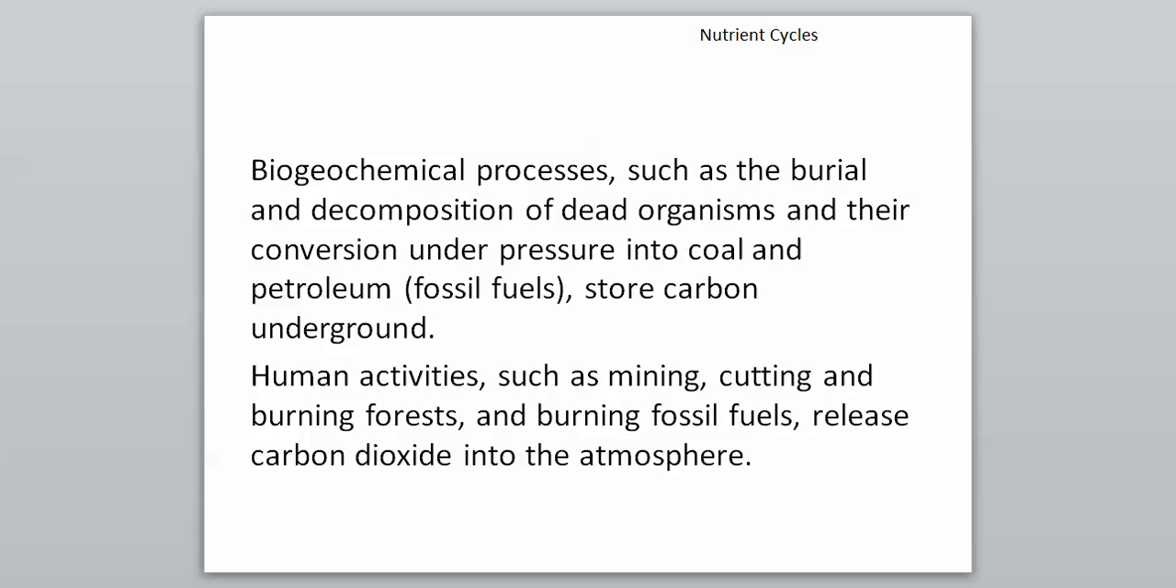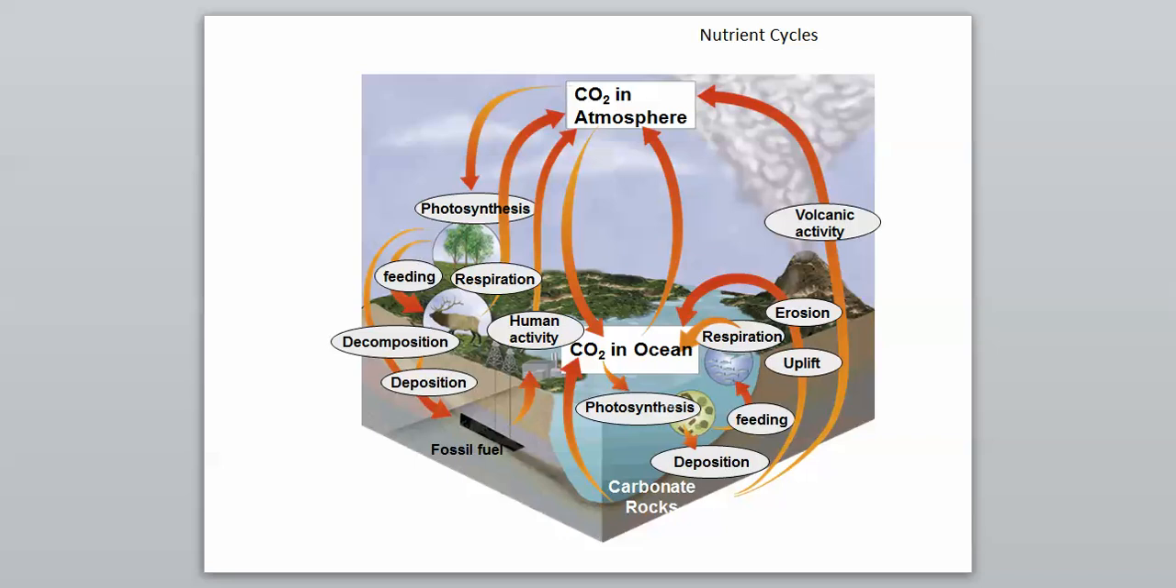Here is what the carbon cycle might look like. It's very complicated, with many ways it can be released and taken back in. As you can see, respiration releases it, human activity releases it, photosynthesis takes it away, and volcanic activity releases it. It's all one big cycle of carbon constantly coming and going in different parts of our world. So that's it for the first part of cycles.